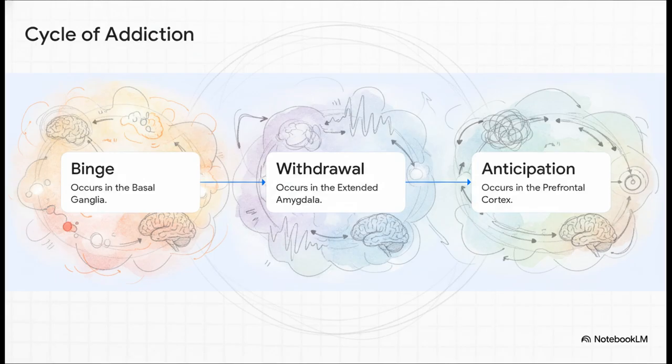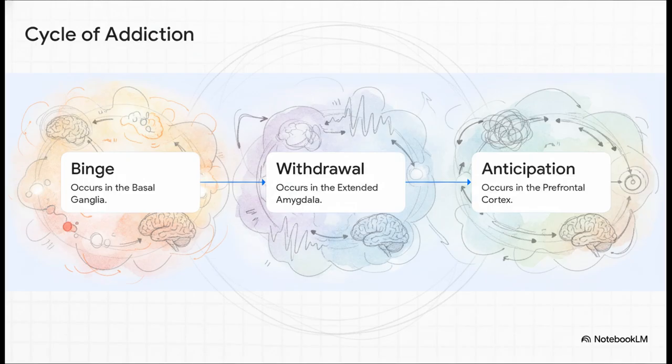In stage 1, the reward center is activated. This is where the intense pleasure, or the binge, happens. In stage 2, as the drug wears off, the brain's stress center takes over. This causes the painful withdrawal stage, creating highly negative feelings, stress, and even physical sickness.